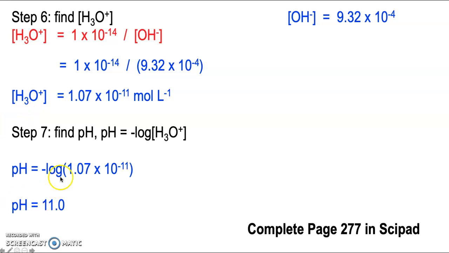Final step is to now substitute this value into the pH calculation, so negative log of that value, and we get a pH of 11. Take a moment to check that your answer has the correct number of significant figures and is a reasonable answer for a weak base, which 11 is. It is basic to begin with, so it's higher than 7, and it's not too extreme, so that would be a good weak base calculation, or value rather.